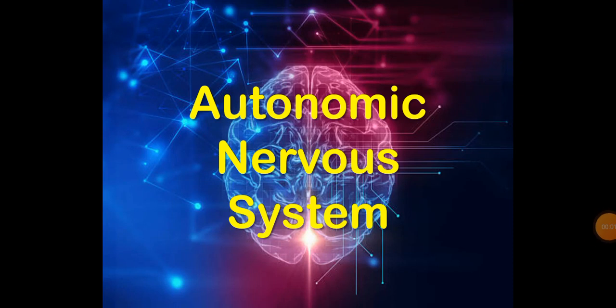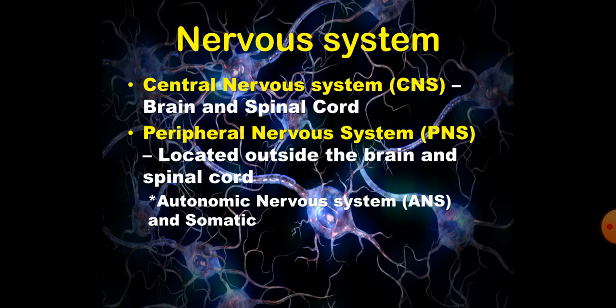Autonomic nervous system. Before we talk about the autonomic nervous system, let's first talk about the nervous system. The nervous system is divided into two: the central nervous system and the peripheral nervous system. The central nervous system is located in the brain and the spinal cord. Meanwhile, the peripheral nervous system is located outside of the brain and the spinal cord.